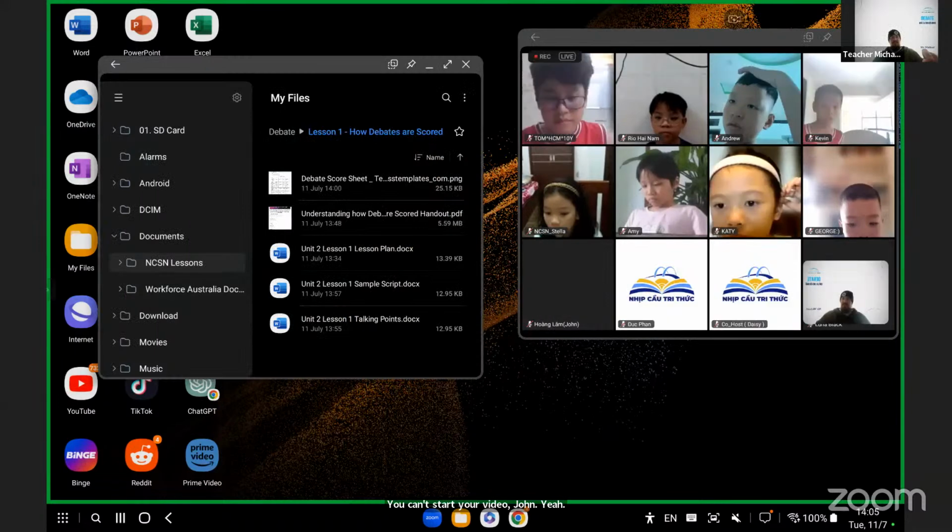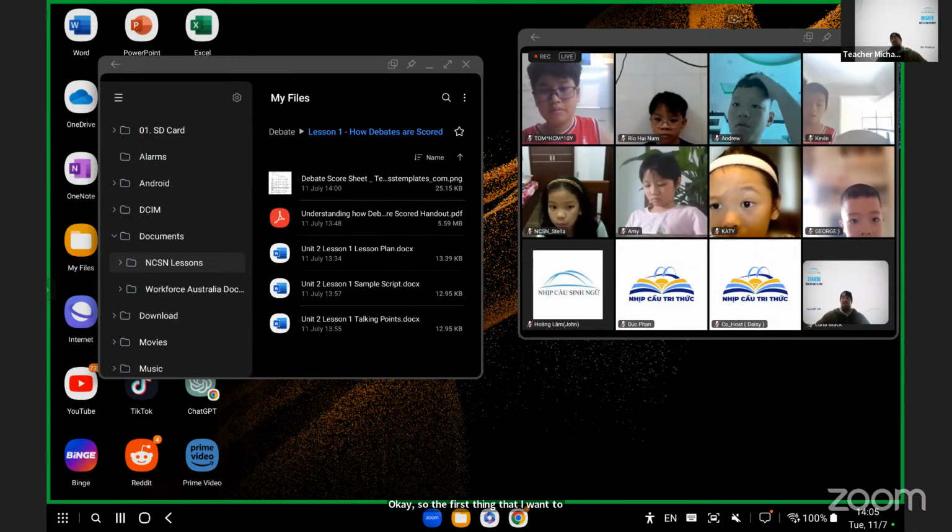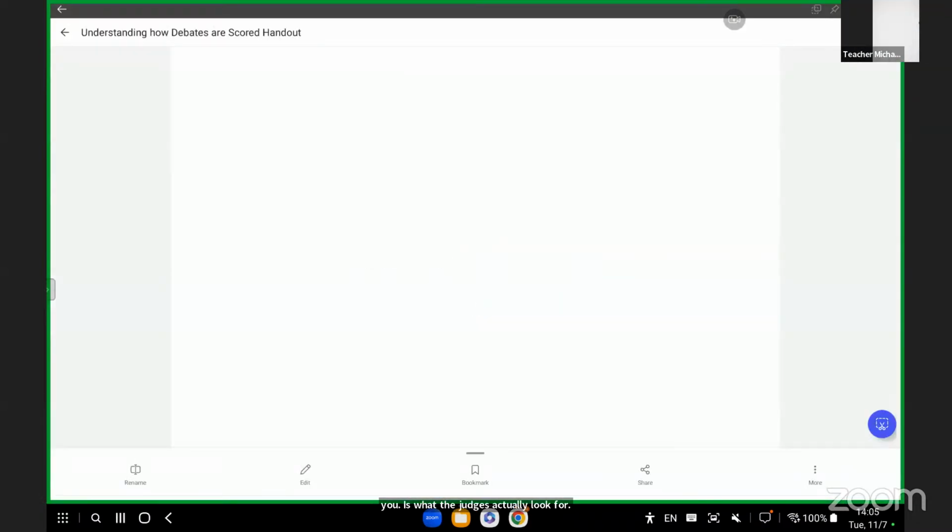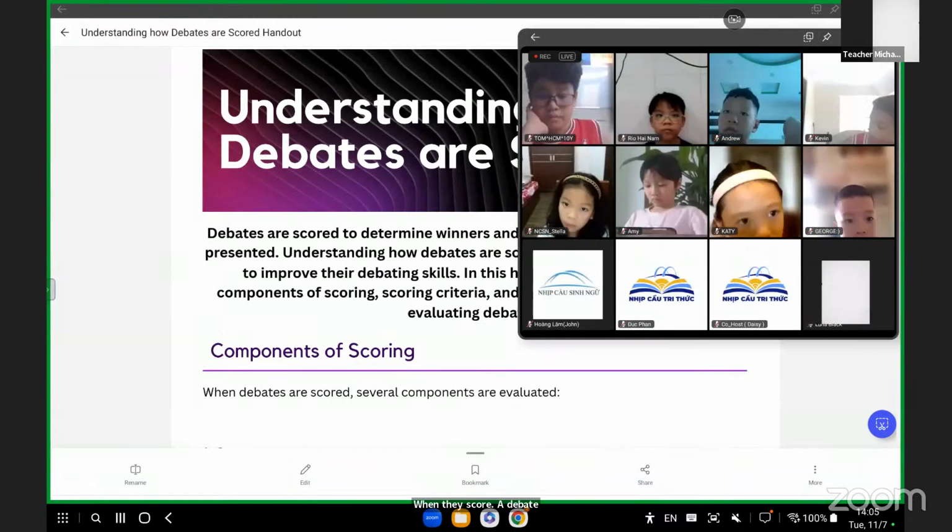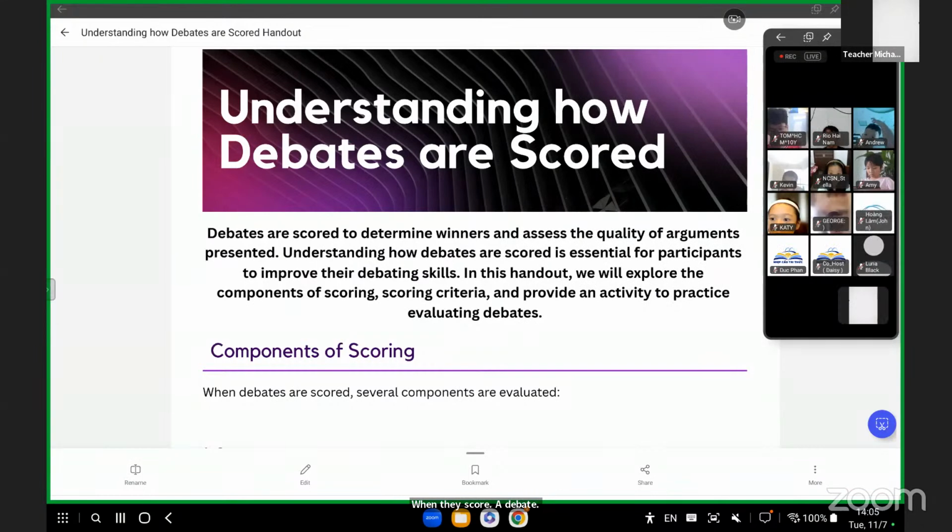Okay, so the first thing that I want to go through with you is what the judges actually look for when they score a debate. As we just discussed, debates are scored to determine winners and assess the quality of the arguments presented. If we're able to understand how a debate is scored, then we'll know what the judges are looking for, and we'll know what we need to work on to improve our debating skills.